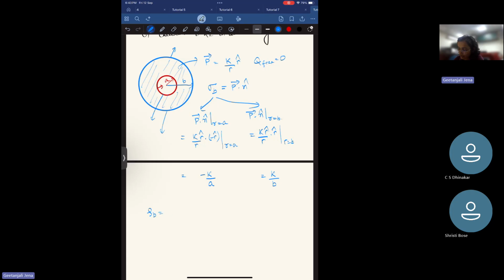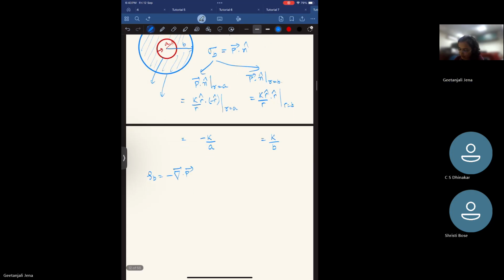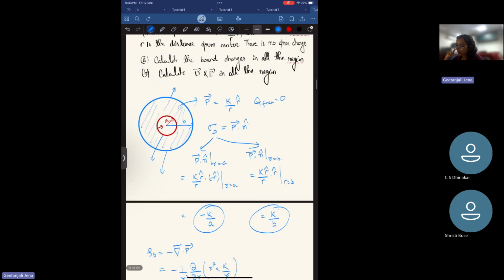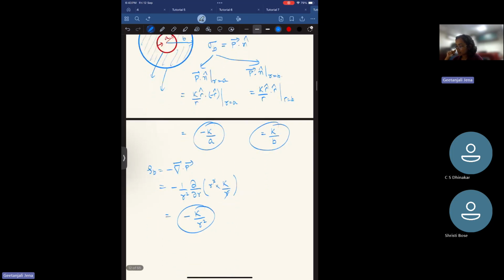And rho b is minus of divergence of P. And for spherical one, we have 1 by r squared, dou by dou r of r squared P_r, which is K by r. So this is minus K by r squared. So we've calculated the charge density. Now we'll see the displacement vector.